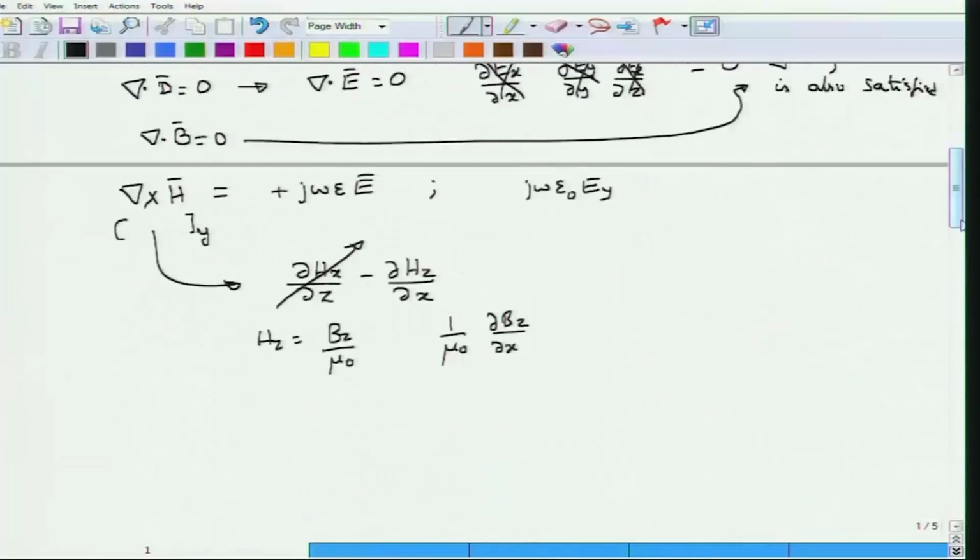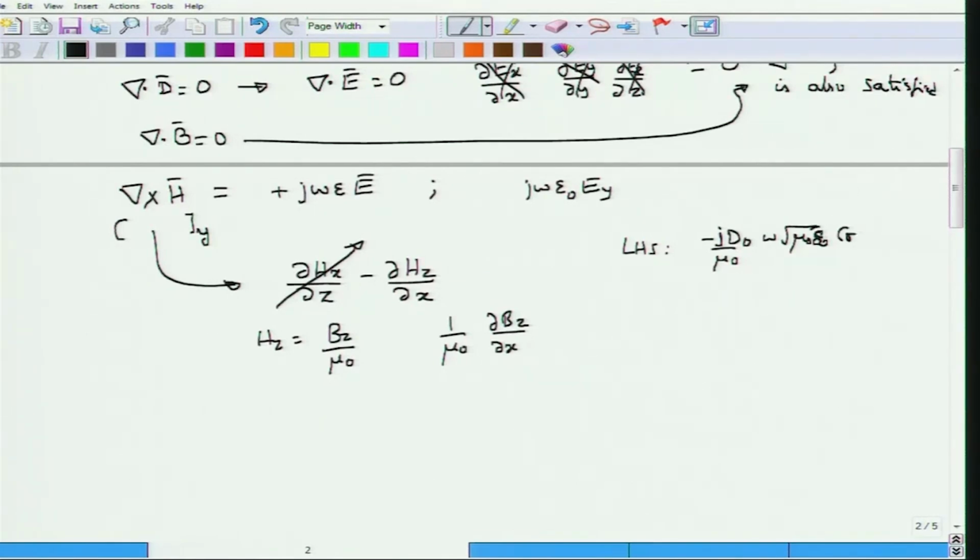So what you get here, for the left hand side, is 1 by mu 0, sorry, there is a minus j D0 omega square root mu 0 epsilon 0, which is that something that has come out, and sine has become cos, and the argument of this one is omega square root of mu 0 epsilon 0 into x. So there is a mu 0 here, there is a square root of mu 0 in the numerator, so you can rewrite this as minus j D0 omega into square root of epsilon 0 by mu 0 cos of this into x, right. This is what the left hand side would suggest to you. Is this the same as the right hand side?